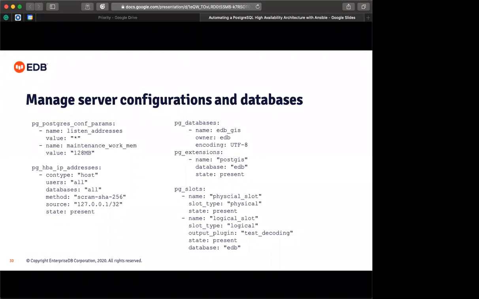With this, if you want to use replication slots for your application purpose, or for backup or archiving purposes, you can define or create those slots using the pg_slots variable. It allows you to create both physical slots and logical slots. Logical slots are a capability in Postgres which allows you to do logical replication between nodes, or you can decode the WAL file to extract specific information for your application.